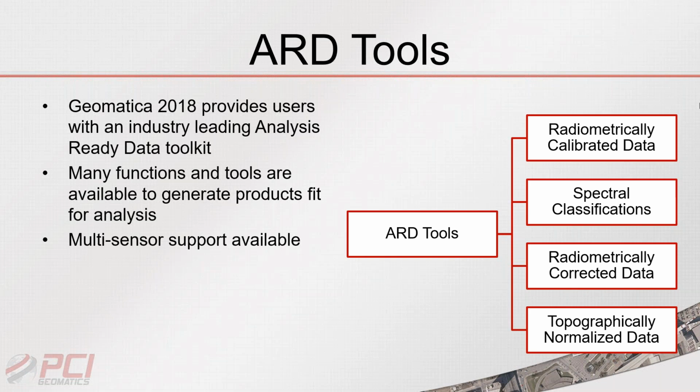And those pre-classifications are going to be useful for further steps as we go to calibrate our data. Once we have some of these information products generated, we can go ahead and radiometrically correct the data to normalize it. And furthermore, we can do another step, which is quite unique and we think very important, which is to topographically normalize the data to remove sun angle effects in areas that have high topography. And I'll have an example of that in a minute.